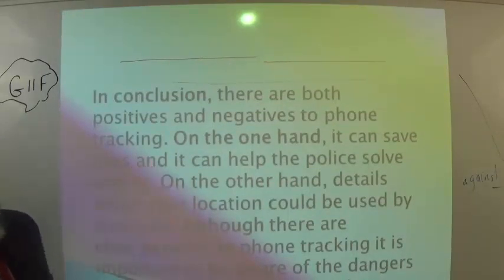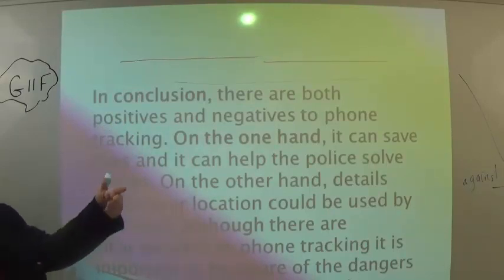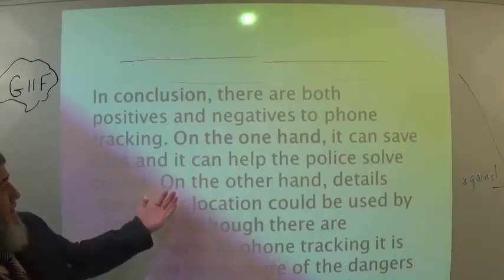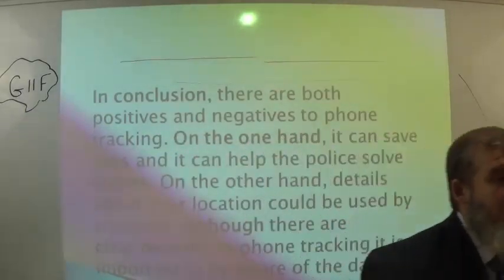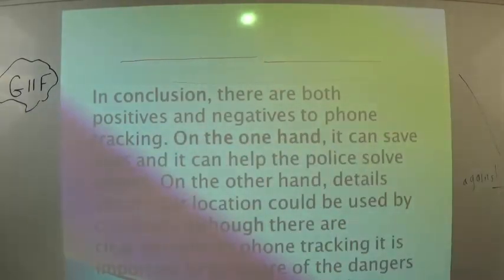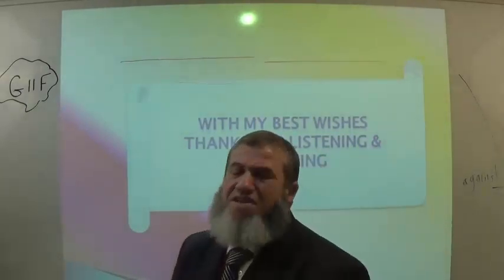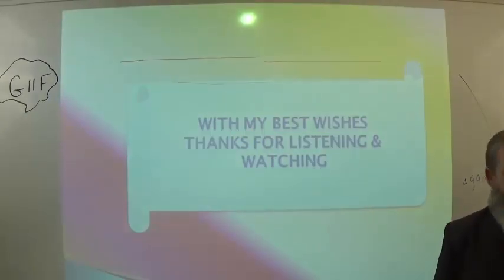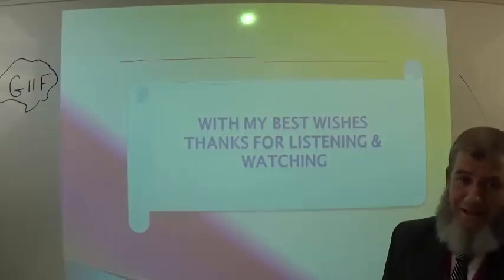Then he comes to the conclusion. In the conclusion, there are both positive and negative sides to phone tracking. On one hand, then on the other hand, he just tries to summarize what he has said and what has been written in the article. So this is just a very simple background about argumentative writing. Till we meet again, thank you for watching and listening.